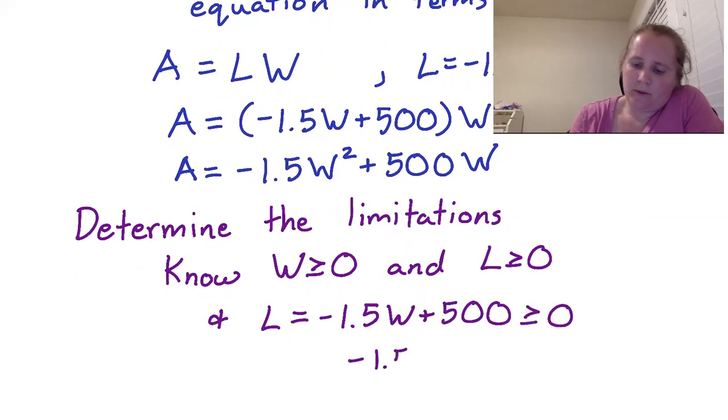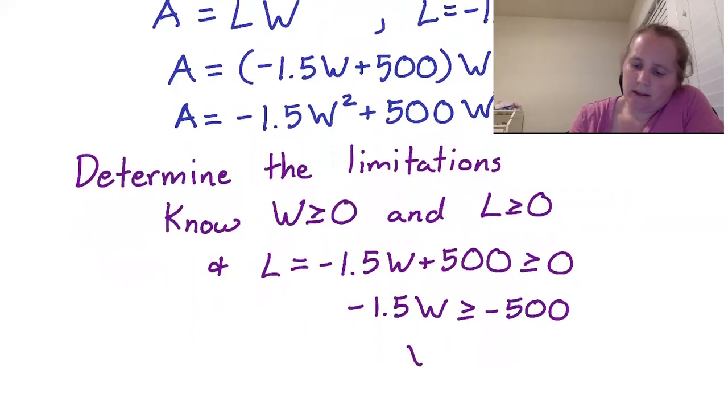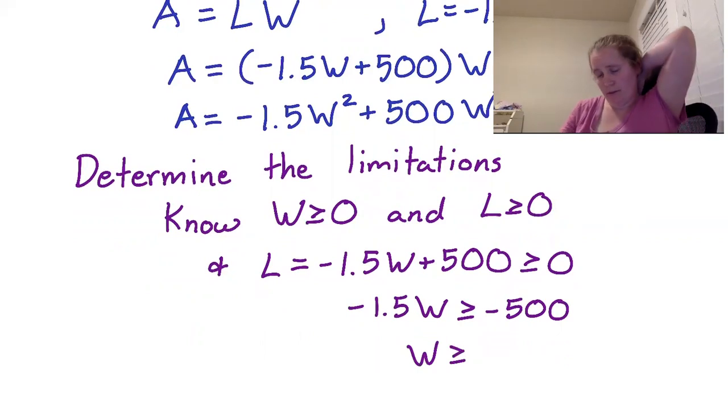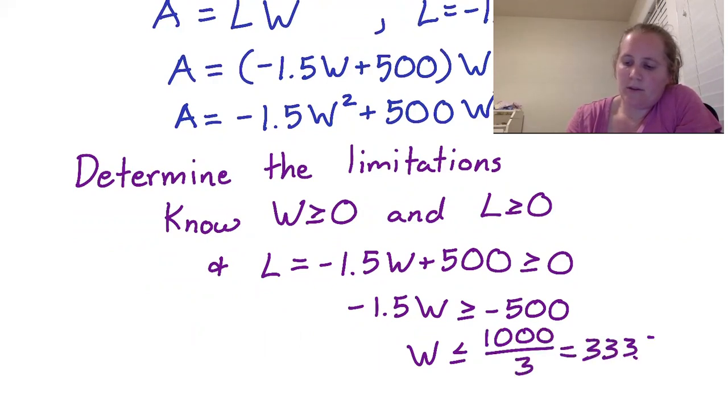So negative 1.5 W is greater than or equal to negative 500. And we wind up getting then that W is greater than or equal to negative 500 divided by negative 1.5. Dividing by a negative, that's going to swap, so W is less than or equal to 1,000 thirds, or 333.3 repeating.